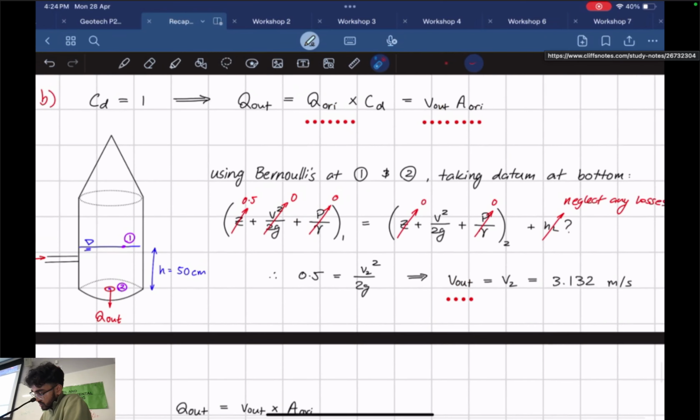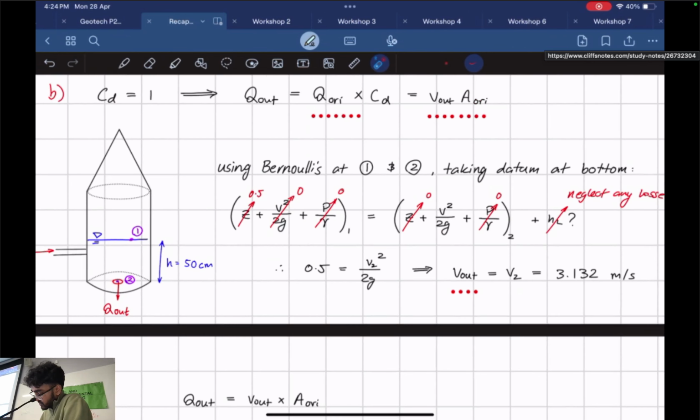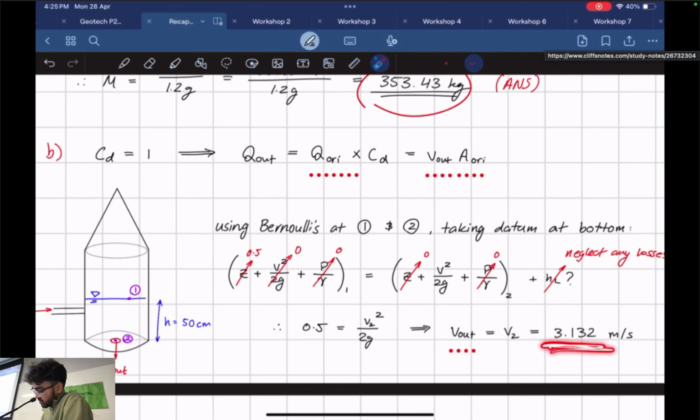So that's what I've done. Point 1 being up here, point 2 up here, right in the middle of the orifice. So what we're going to try to find is V2, or the outwards velocity, which we get to be 3.132.